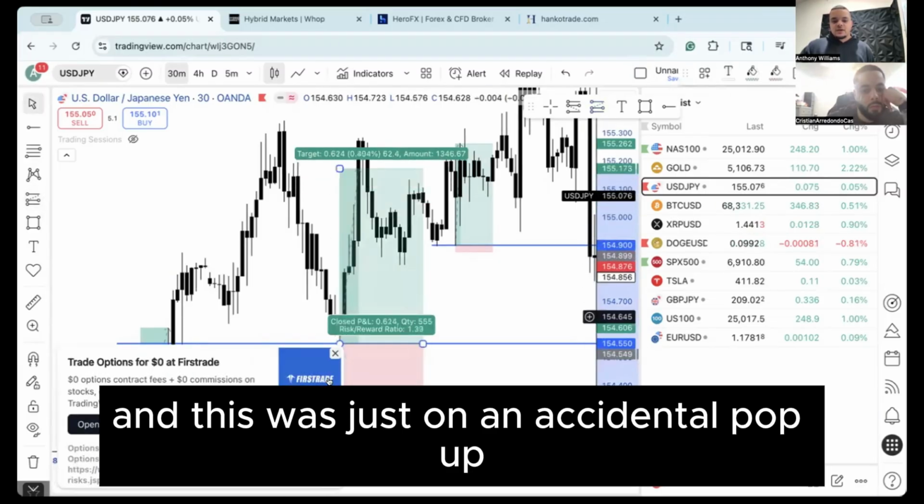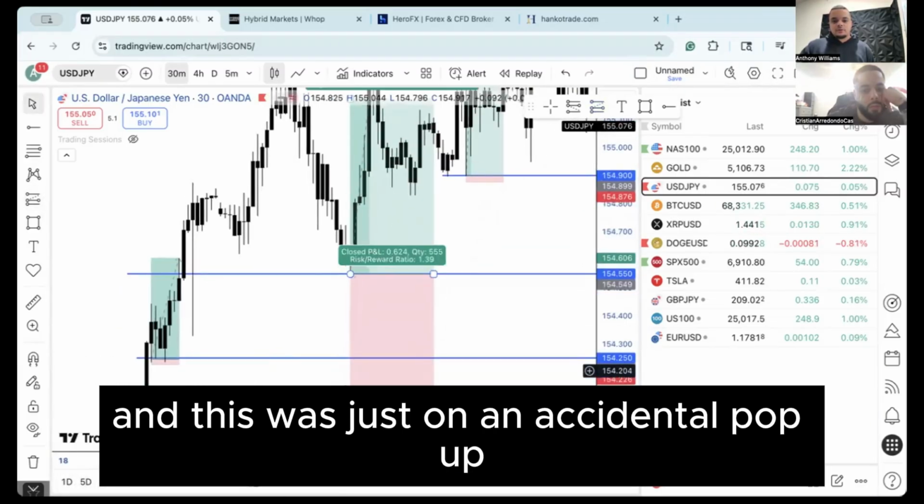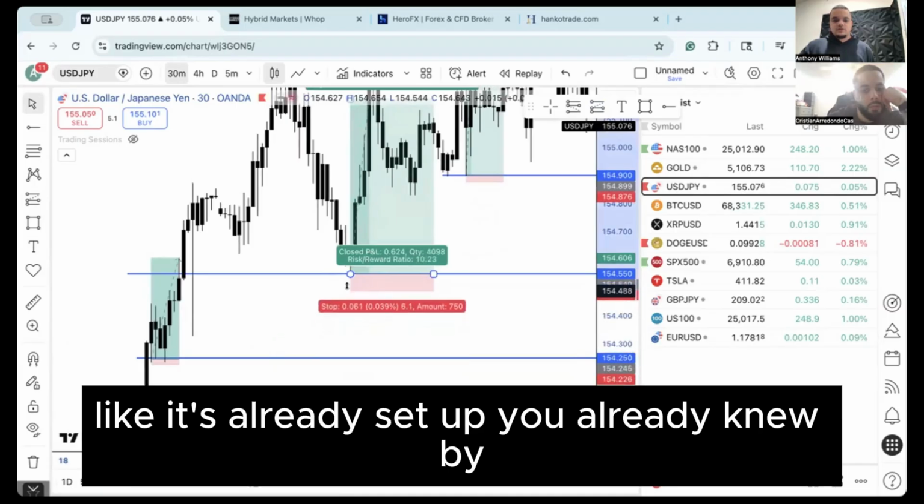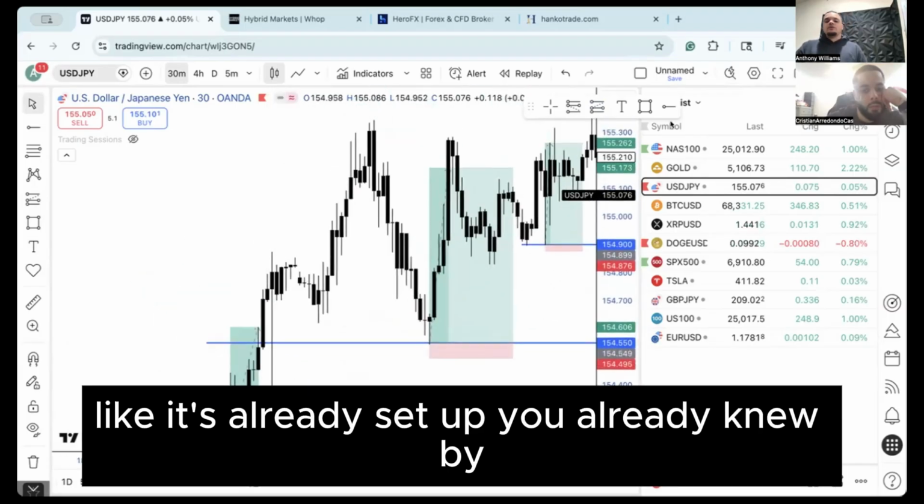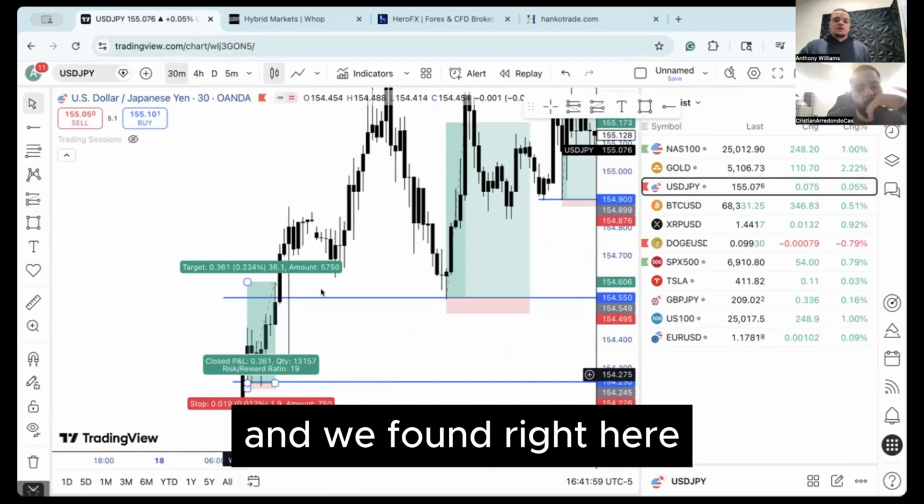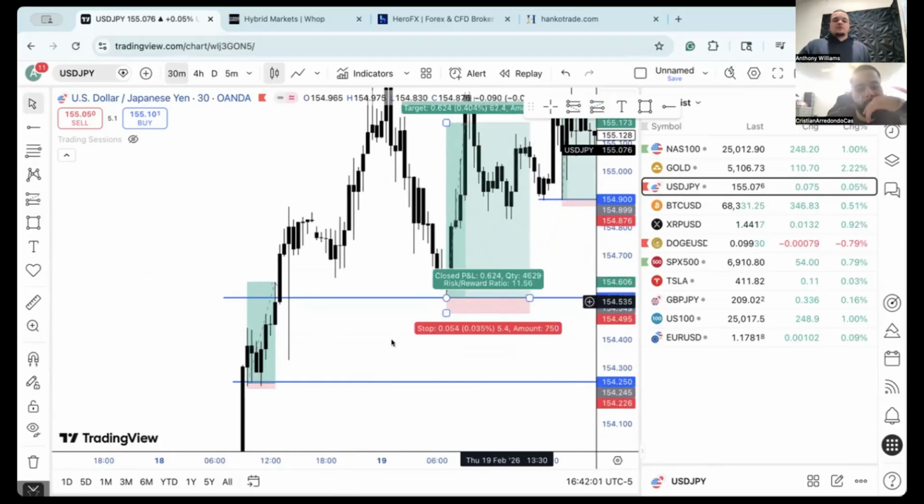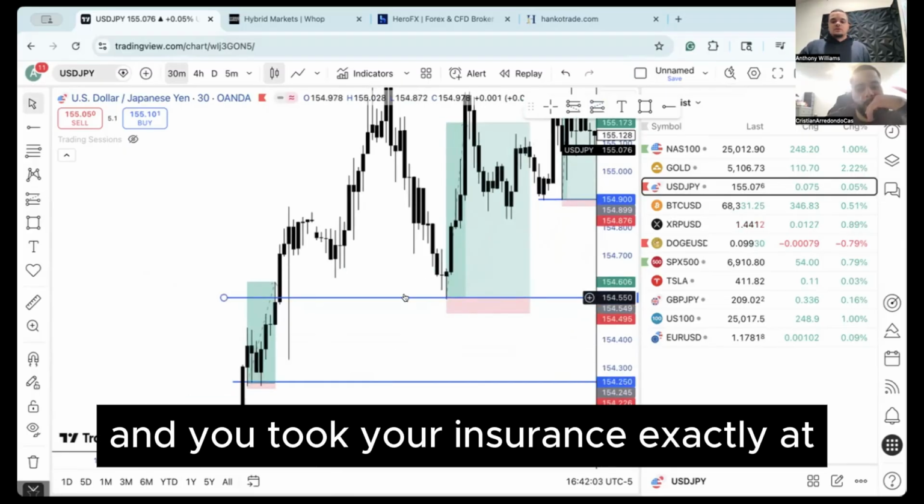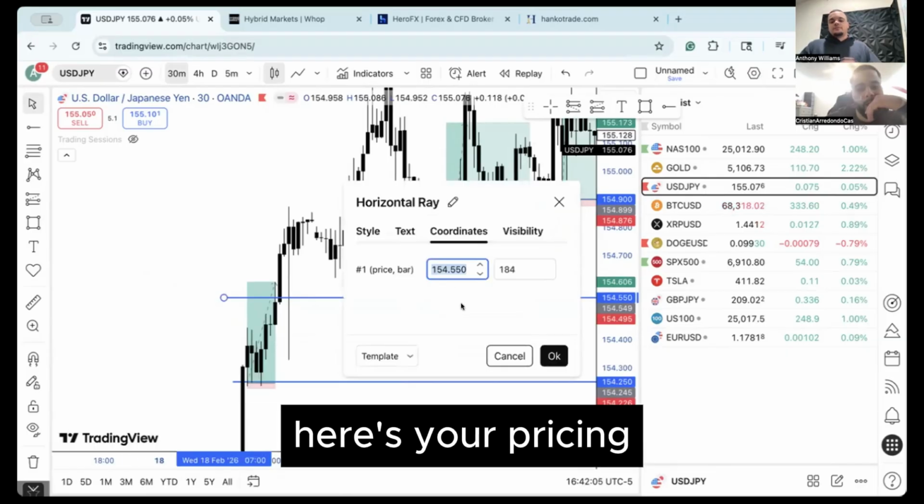And this was just on an accidental pop up. Like it's already set up. You already knew buy, so you were just waiting for a support, which you found right here, and we found right here, and you took your entrance exactly at here's your pricing.